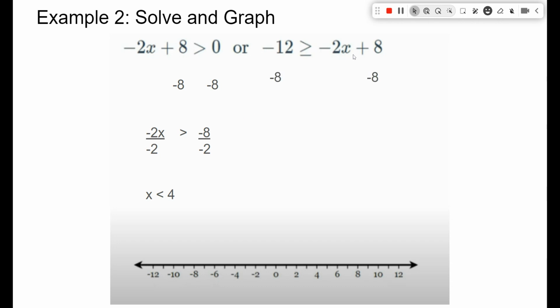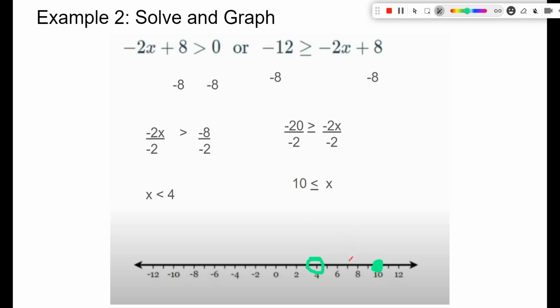Going back up here, it's also starting with subtracting 8 from both sides, leaving me with -20 is greater than or equal to -2x. Dividing both sides by -2, ding ding ding, gotta flip my symbol, and I should get x is greater than or equal to 10. Alright, let's go down to the graph. Let's mark our endpoints. 4 is going to be an open circle, there's no equal sign, and then 10 is going to be a closed circle.